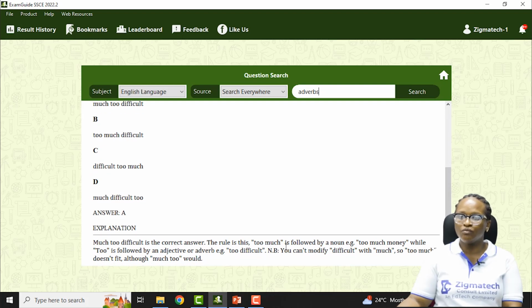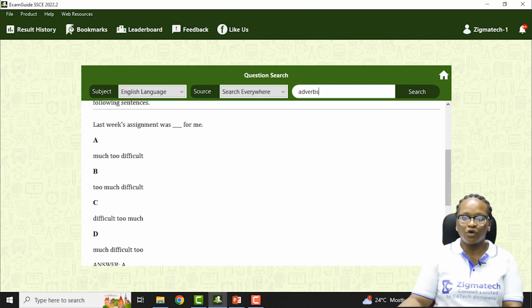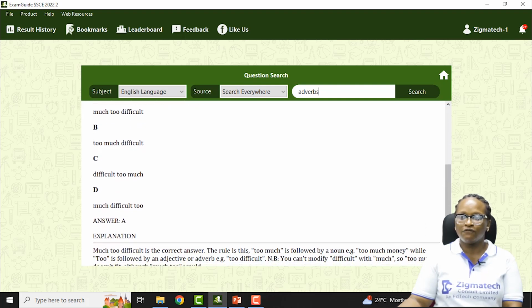The rule is: too much is followed by a noun. Too much is followed by a noun. All right, so it's much too difficult. While too is followed by an adjective or adverb. Example, too difficult. You can modify difficult with much or too. So it was much too difficult. It can't be too much difficult. It was much too difficult for me.